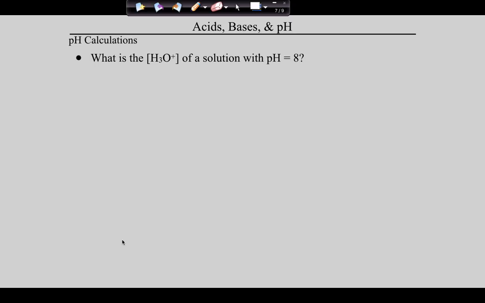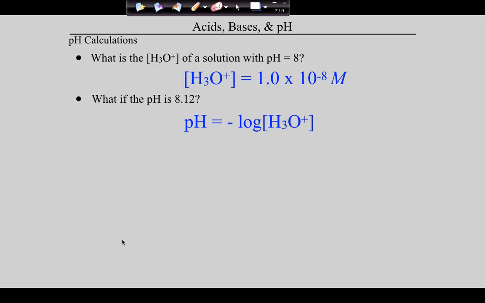Okay, but guys, what if this is not a whole number? What if it's something like this? What if the pH is 8.12? Well, now we need to solve, right? So guys, don't write this down, but just watch. What we've got to do is this. We need our equation, but now we are solving for hydronium ion given the pH. So we've got to take this equation and solve it for hydronium ion.